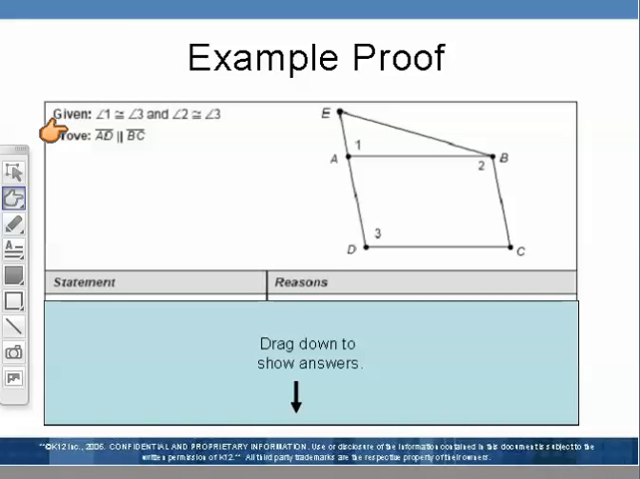Here's an example. Here's a proof. It says, given that angle 1 is congruent to angle 3. Well, I always like to take my proofs and mark what I know.